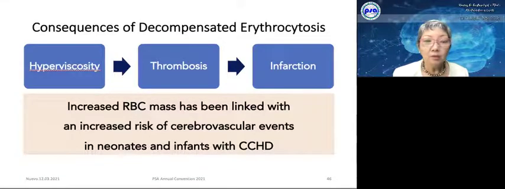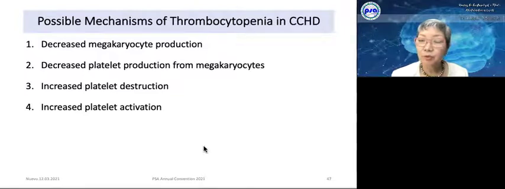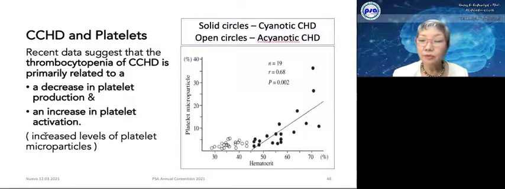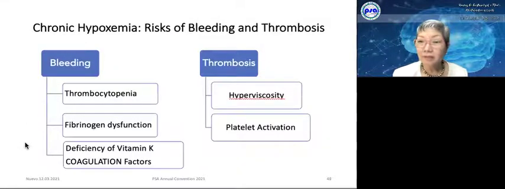So what are the possible mechanisms or causes of thrombocytopenia? There are 4 given in this slide, but recently it is more conclusive that the cause of thrombocytopenia in cyanotic congenital heart disease is decreased platelet production and an increase in platelet activation. The evidence for the increased platelet activation is the presence of higher levels of platelet microparticles, comparing acyanotic and cyanotic patients.